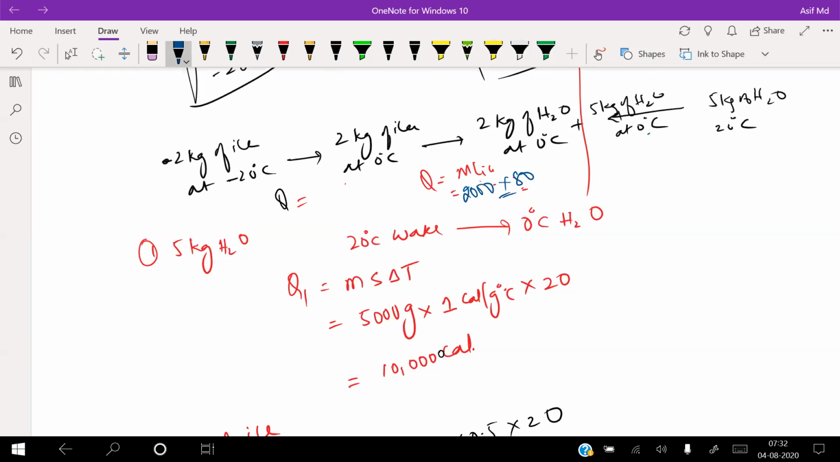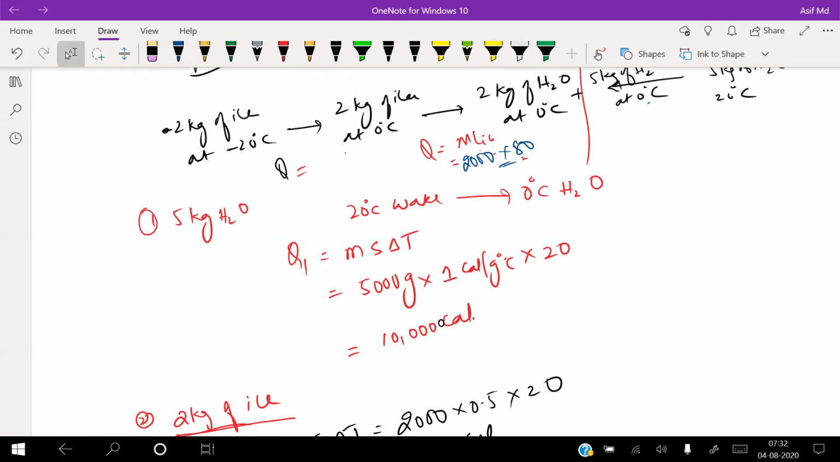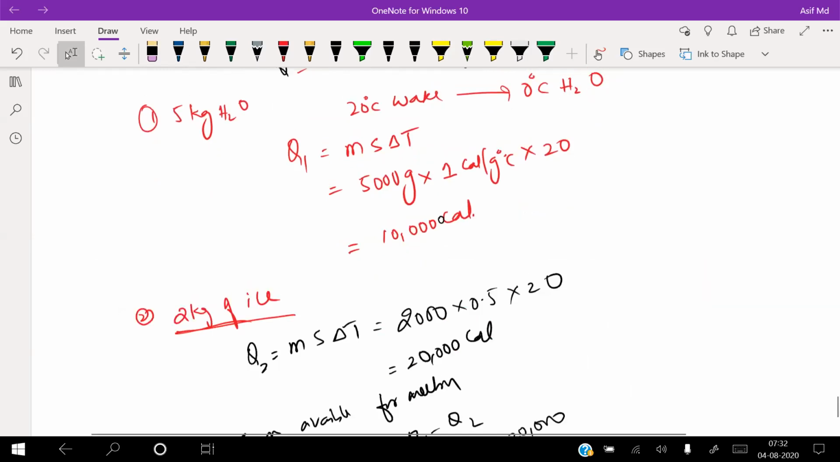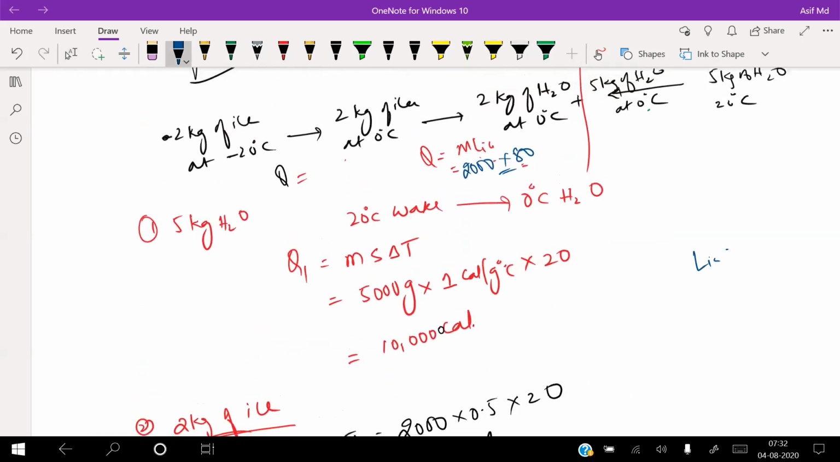Because you are bringing both of them to 0 degrees centigrade of water only. Yes, sir. If it is in kgs, we have to convert it into grams, because the specific heat L of ice is always in grams only. It is calories per gram. He has given kgs and this one is in calories, so if you do it directly, you will never get the answer. Got it?